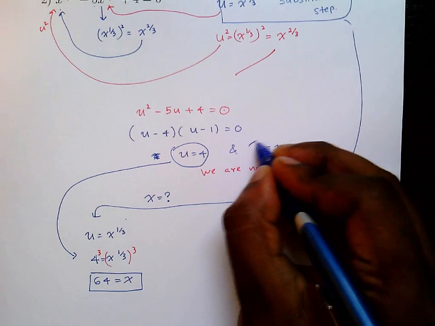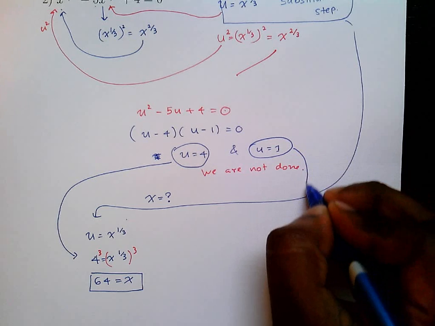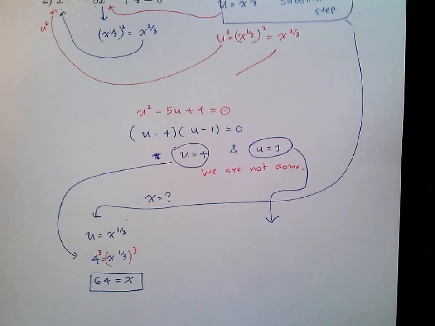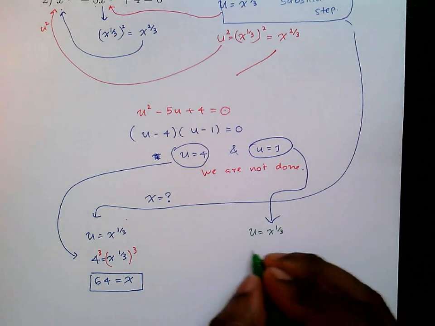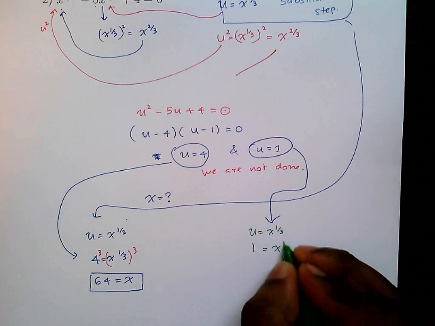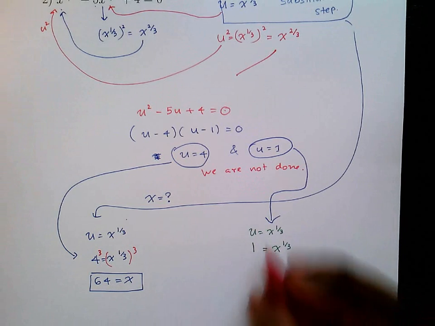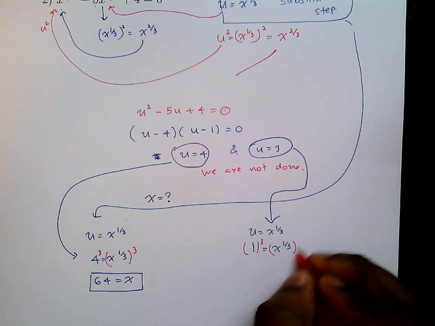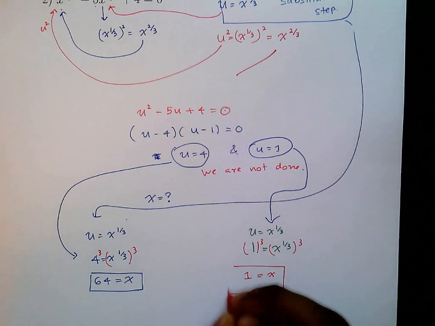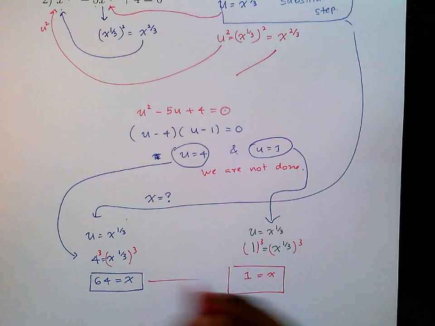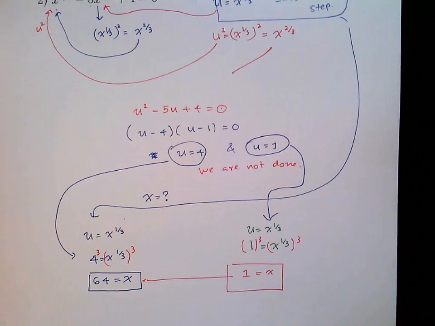And then u equals 1. U equals x to the 1/3, that's the original substitution. So 1 equals x to the 1/3. Take the third power of both sides, you get x equals 1. And again, no need to check. So the final solutions are x equals 1 and x equals 64.